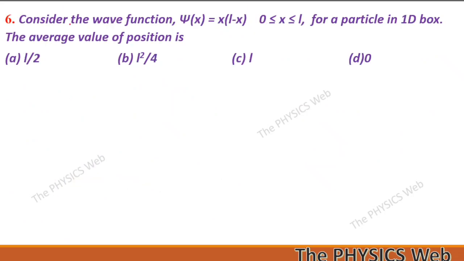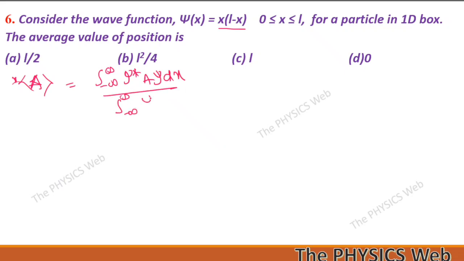Question number 6. Consider the wave function psi(x) equals x(L minus x) from 0 to L for a particle in a 1D box. What is the average value of position? Okay. So you can define the average value for any operator A as the integral from minus infinity to infinity of psi star A psi dx divided by the integral from minus infinity to infinity of psi star psi dx. So here your wave function is defined from 0 to L.